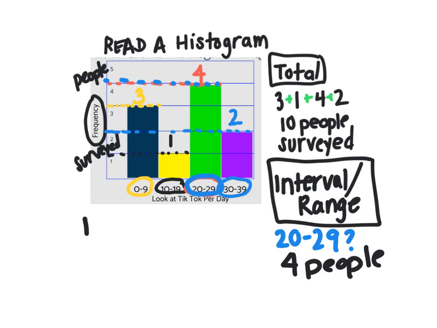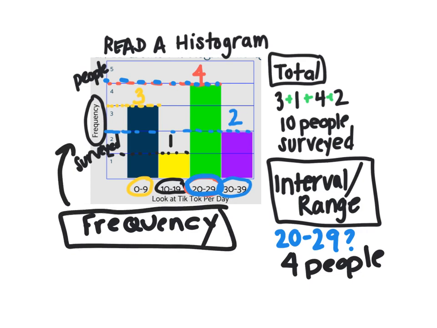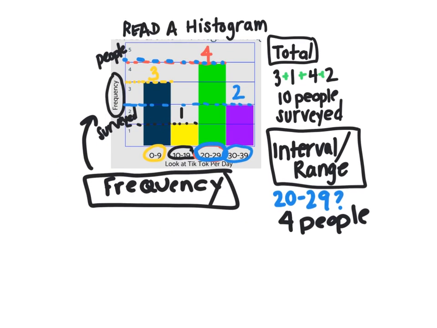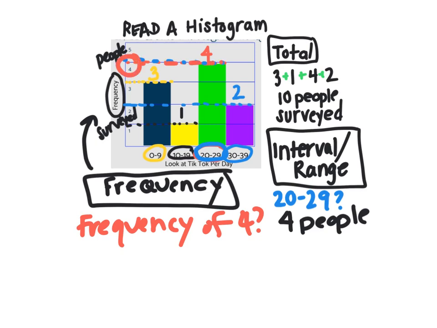Another item they may ask is about frequency. So frequency is always on the left-hand side, which is here, okay? So basically they're asking how many people. So for instance, let's try a question looking at the frequency, a frequency of 4. How many TikToks do those people watch? So we look at the frequency of 4, which is here, and we look to see, oh, they watch 20 to 29 TikToks per day.